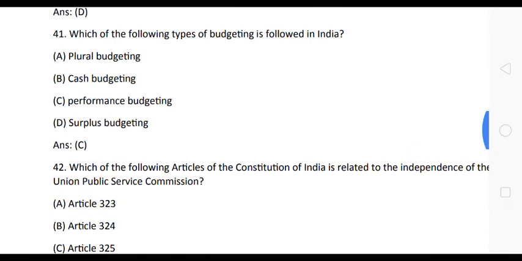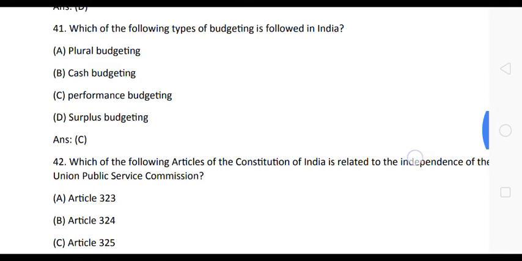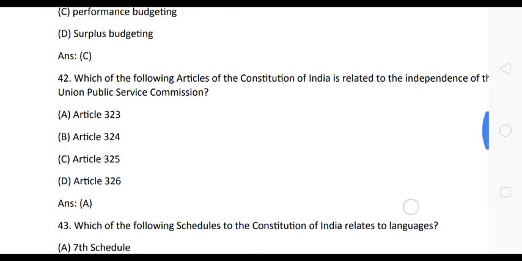The next question is, which of the following types of budgeting is followed in India? Options are plural budgeting, cash budgeting, performance budgeting, surplus budgeting. But the correct answer is option C, performance budgeting. Performance budgeting is followed in India.